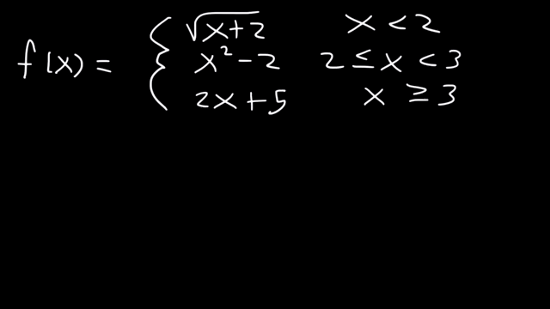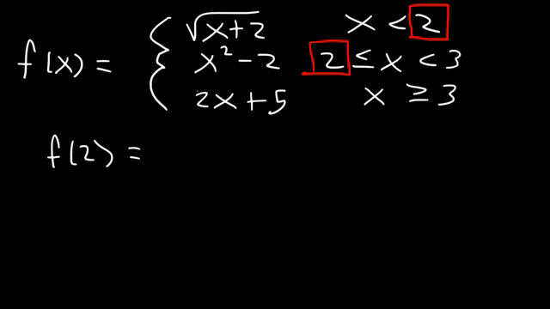So go ahead and prove that the function is continuous or discontinuous at 2 and 3. So let's start with an x value of 2. Therefore we need to use these two functions. So what is f of 2?